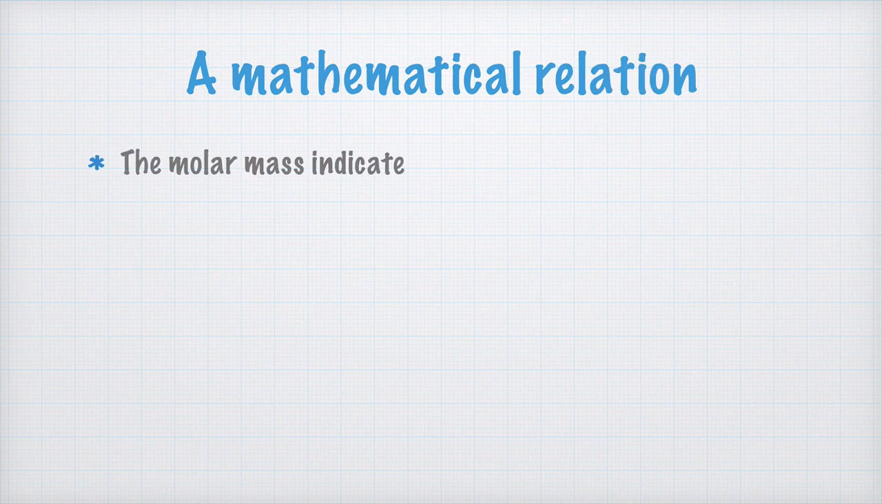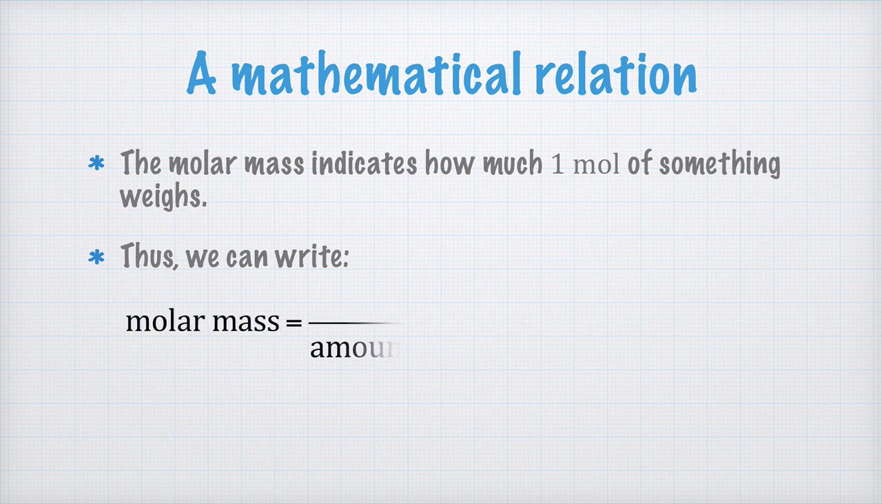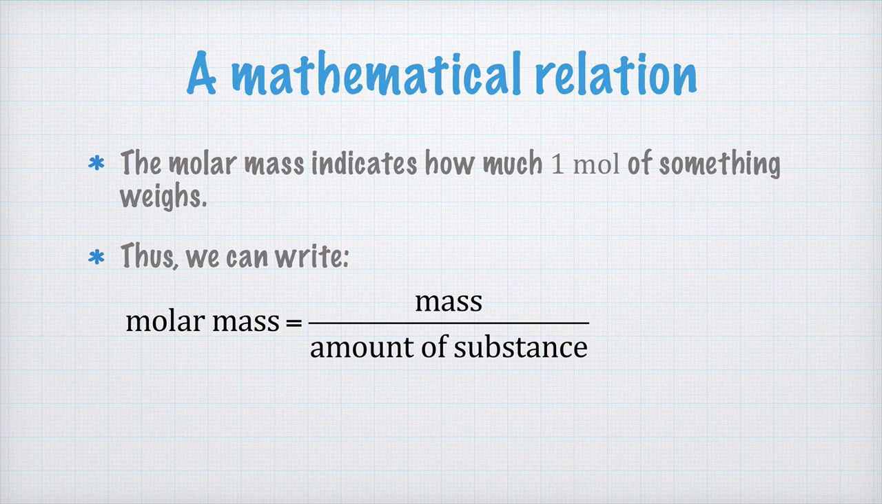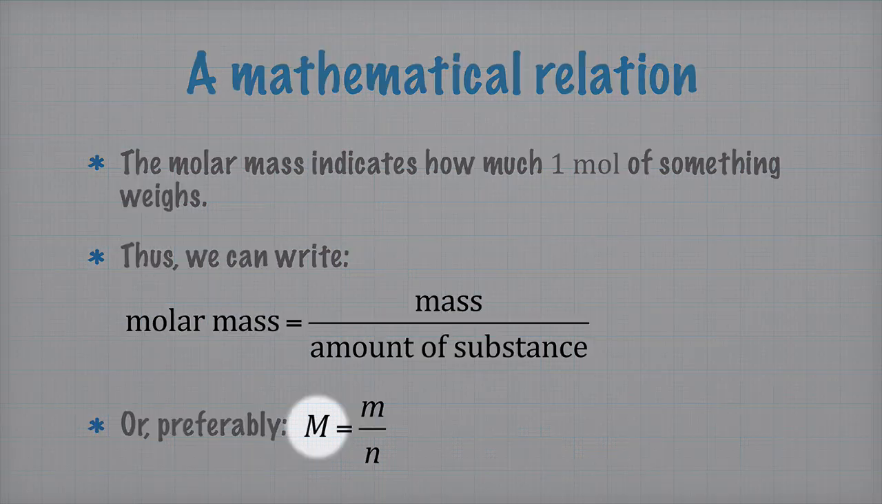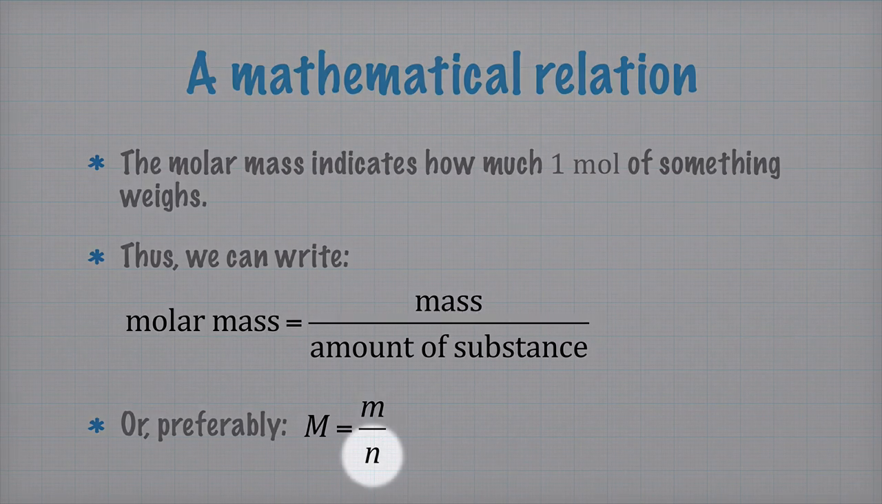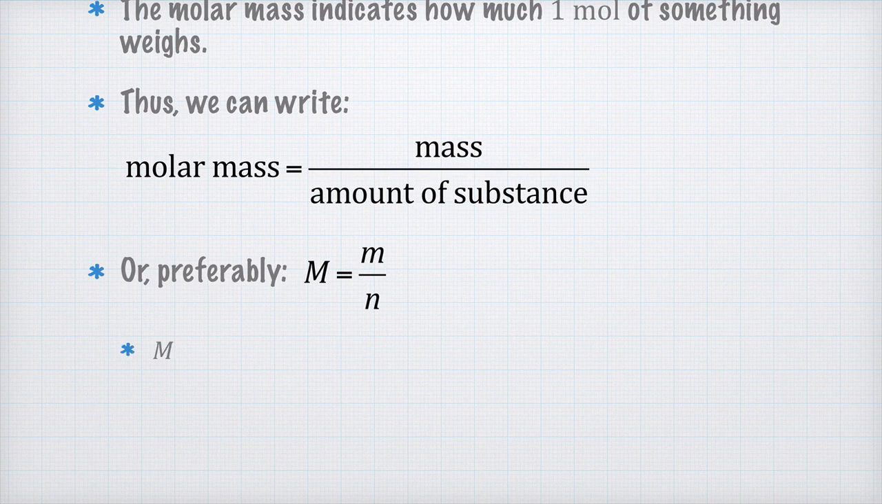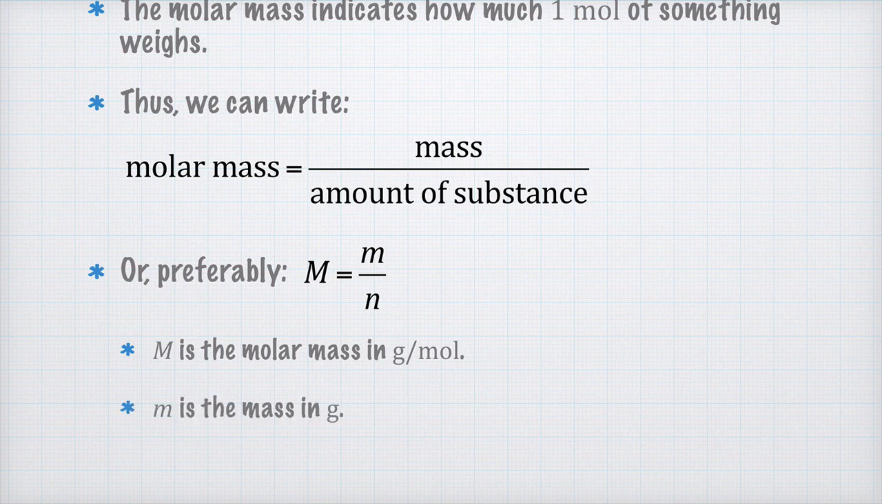The molar mass tells us how much a mole of something weighs. That's why we can write like this: the molar mass is equal to the mass divided by the amount of substance. If we write it as a proper mathematical relation, it looks like this. The molar mass M is equal to the mass m divided by the amount of substance n. Just to be sure, we write that M is the molar mass in grams per mole, m is the mass in gram, and n is the amount of substance in mole.